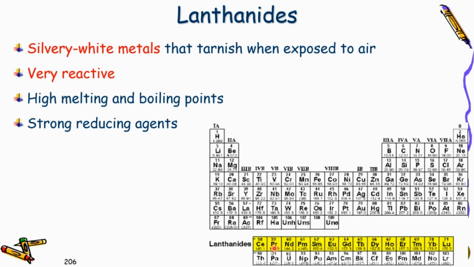Then the next one we want to introduce is lanthanide, the group of lanthanides here, this part. The lanthanides are silver-white metals that tarnish when exposed to the air and are very reactive. And they have high melting and boiling points, which means they are solid at room temperature. And they are strong reducing agents, very reactive.